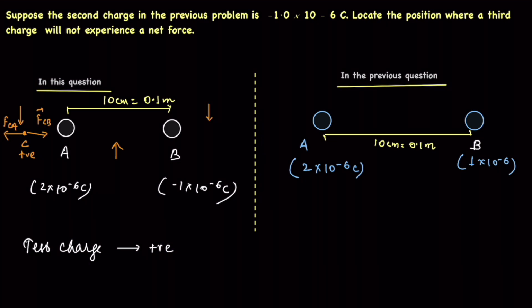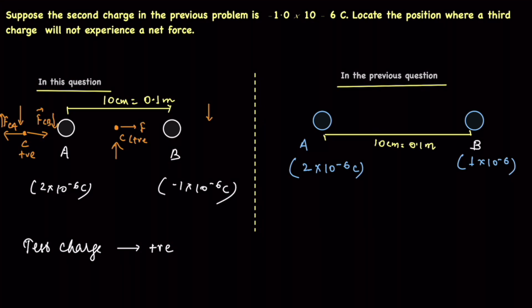But here the distance AC is smaller than the distance BC, and the magnitude of A is more than the magnitude of B. So here the direction of the forces is opposite, but the magnitude of the force from A is more than the magnitude of the force from B. So this will form a non-equilibrium. If we take the test charge between A and B, A will repel and B will attract, so in this case both forces will move the charge in the same direction. So it is a case of non-equilibrium.